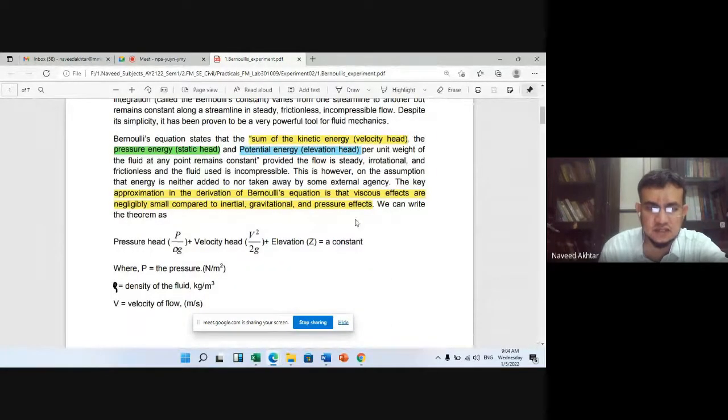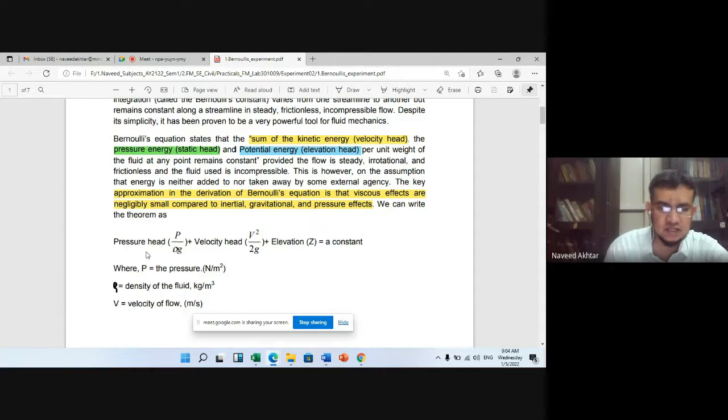There are certain limitations also. It is applicable to ideal incompressible fluid flow only. The heat transfer into or out of the fluid should be zero. That is a limitation, and the temperature remains constant, so internal energy does not change. The effect of any mechanical device between two sections is ignored.